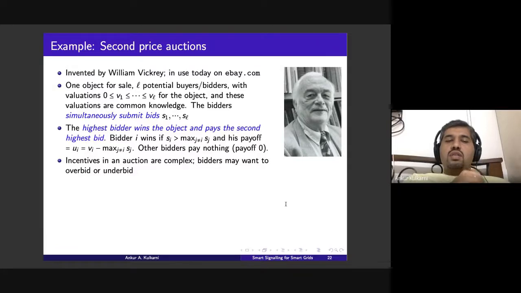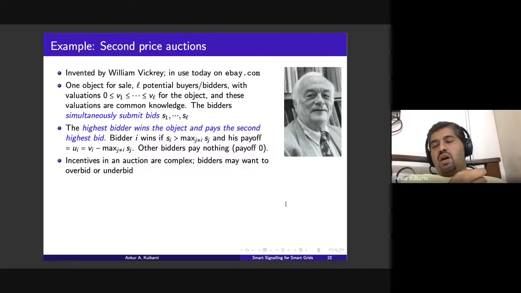The auction here is for one object for sale. There's one particular item, like some artifact or a painting or something like that, for sale, and there are L potential buyers, and they have a certain value for that particular object. Now these buyers submit bids saying, okay, this is how much I'm willing to pay for that particular object.